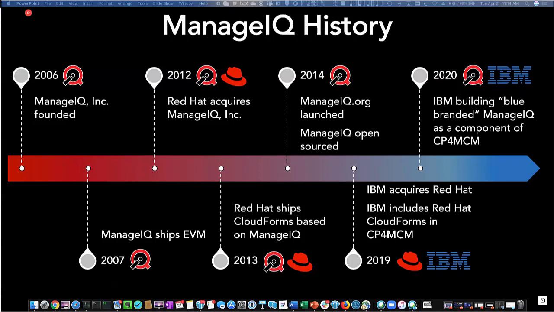Last year, IBM acquired Red Hat, and in December started including CloudForms, the Red Hat version of CloudForms, in the Cloud Pack for MCM. And this year, what we're working on is building a blue-branded ManageIQ, a blue-branded CloudForms as a component of the Cloud Pack. Next slide.